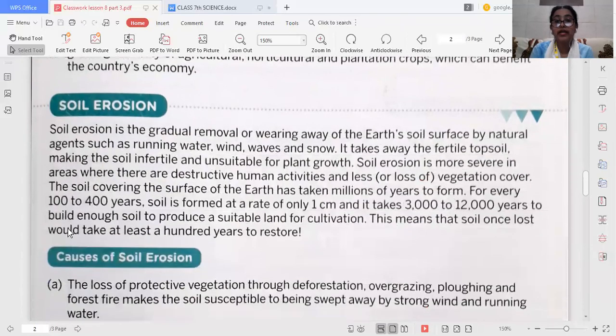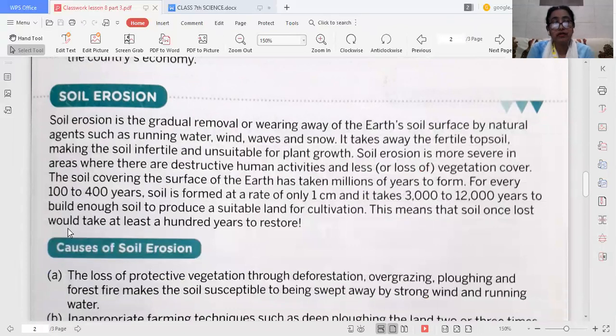Then comes soil erosion. What is soil erosion? When the top soil, which is fertile, is washed away, it is known as soil erosion. And when it is taken away with the help of a few natural agents like running water or strong winds or waves, it makes the soil infertile and unsuitable for plant growth, because the topsoil, which is fertile, is washed away with the water or blown away with the wind. So it is known as soil erosion.